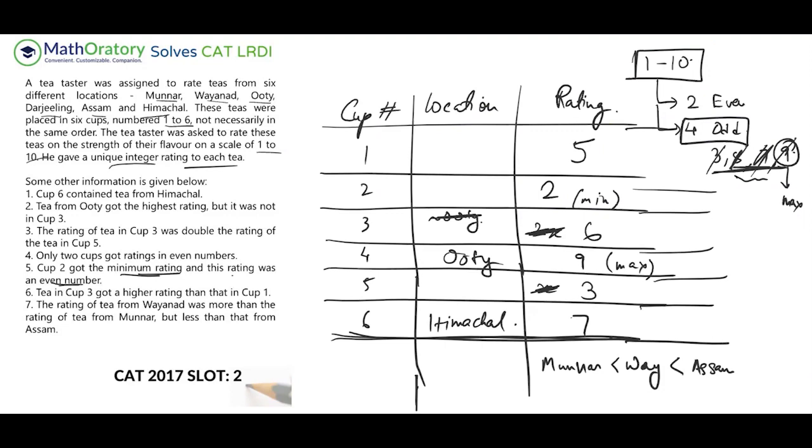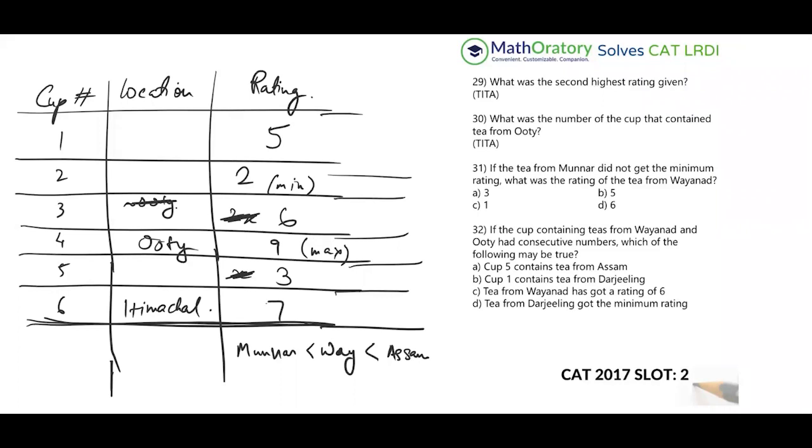So now let us get into the questions. Okay, so let us look at the first question, question number 29. What was the second highest rating given? So out of these ratings, the second highest is 7. So 9, 7, and then you get 6, 5 and all. So the answer for this is 7. 30 asks for what was the number of the cup that contained tea from Ooty. So Ooty is in cup number 4. So the answer for this again is 4.